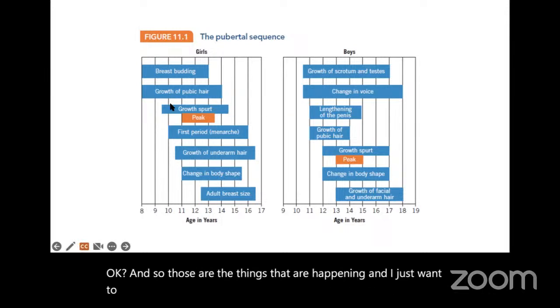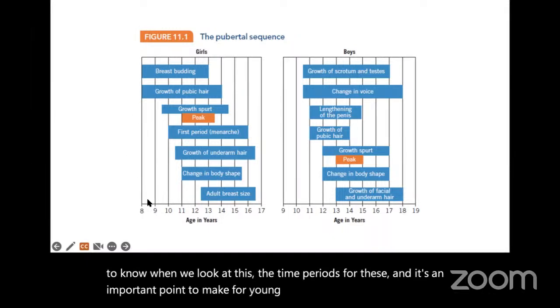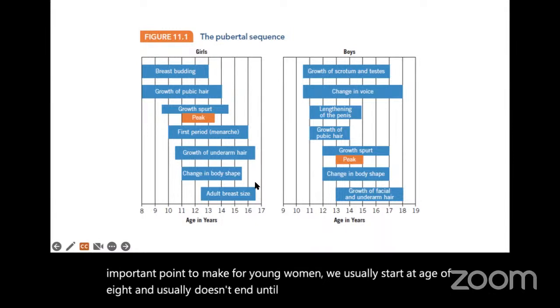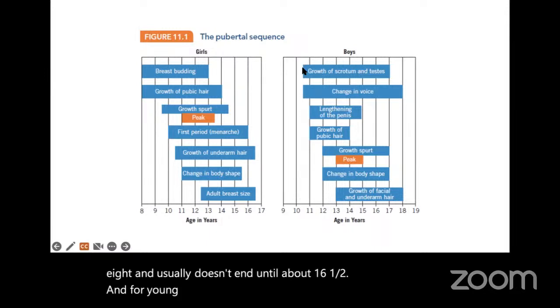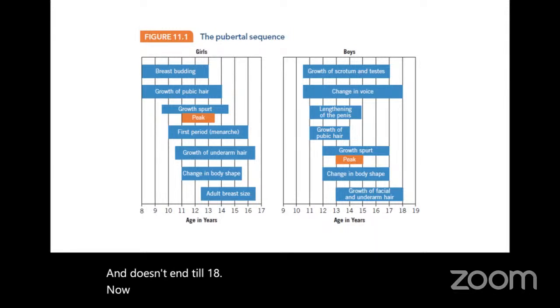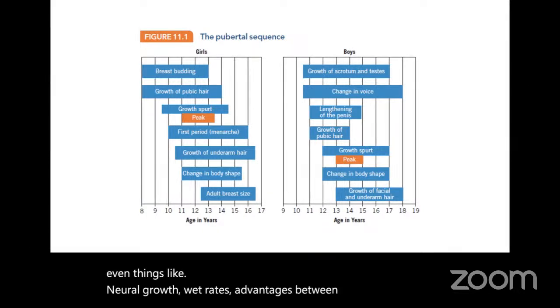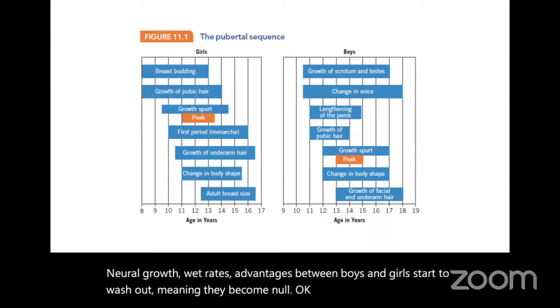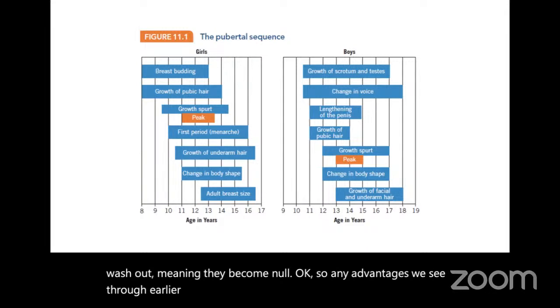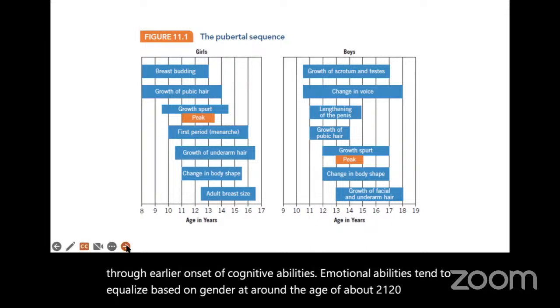And I just want to note, when we look at the time periods for these, it's an important point to make. For young women, we usually start at age 8 and it usually doesn't end until about 16.5. And for young boys, it usually starts at around 10.5 and doesn't end until 18. Now, by the age of about 21, 22, when we talk about growth rates, even things like neural growth rates, advantages between boys and girls start to wash out, meaning they become null. Okay, so any advantages we see through earlier onset of cognitive abilities, emotional abilities, tend to equalize based on gender at around the age of 21, 22 years of age.